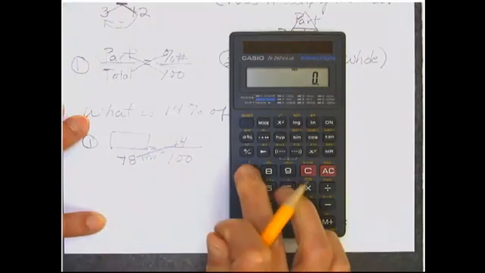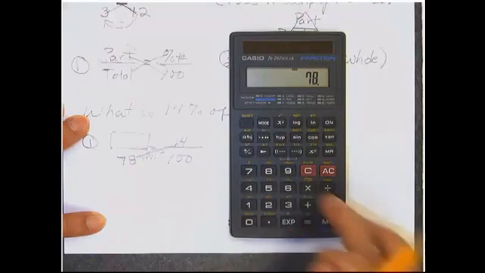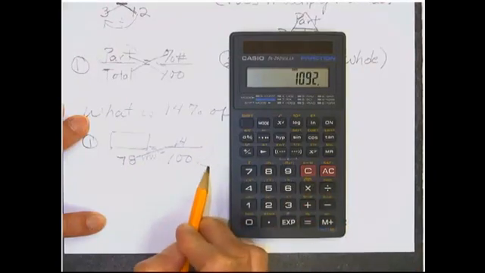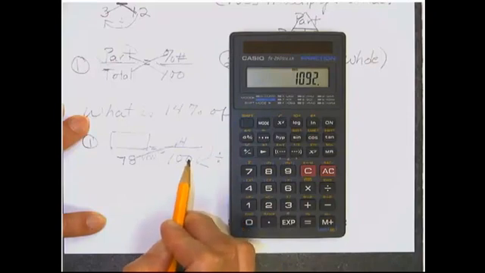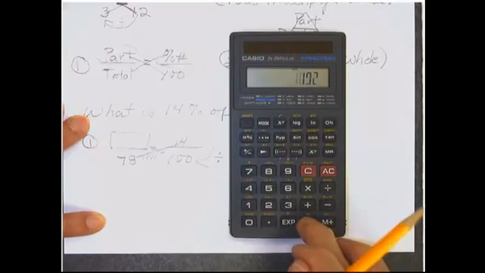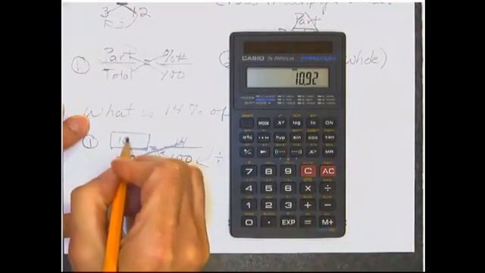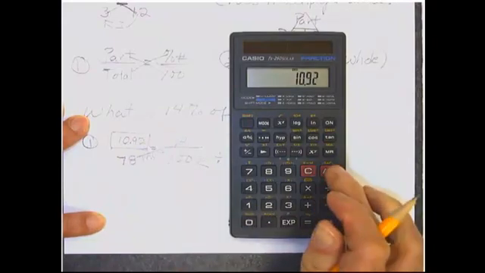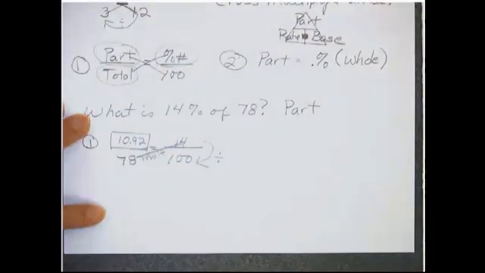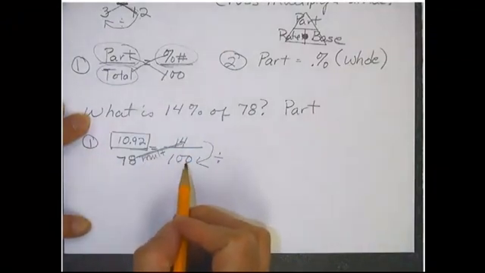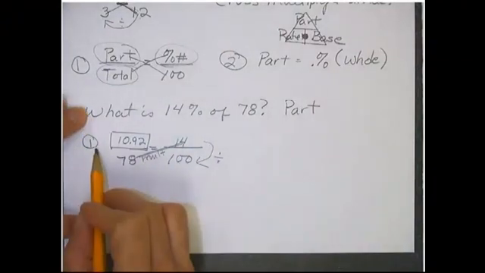So I'm going to multiply 78 times 14. Then I can turn around and divide by my lone term here, which would be the 100. So I'm going to divide by 100 to get 1092. And yes, we're going to have decimals here because I'm making this up. So 10.92, or 10 and 92 hundredths, is 14% of 78. So that is using the proportion method.